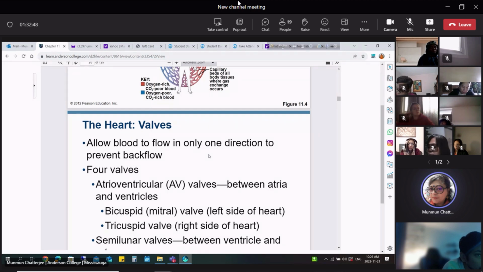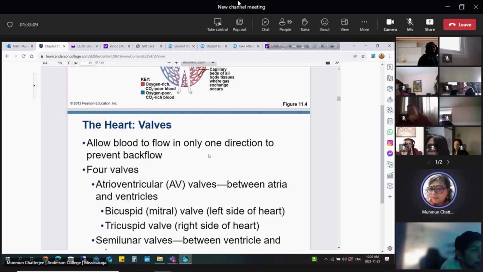And the other atrioventricular valve is the tricuspid, because it is a kind of valve, but it has 3 flaps. The tricuspid valve is present on the right side. Right side means what? This is the atrioventricular valve, so it is going to be between the right atrium and right ventricle.